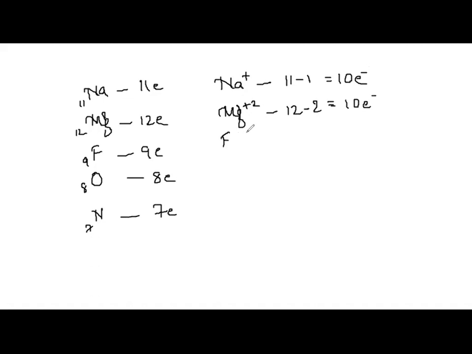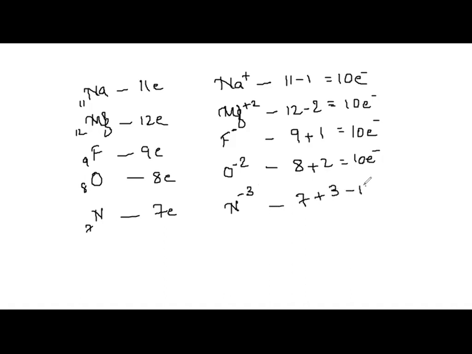F minus, if I consider: fluorine has 9 electrons. Minus means gain of 1 electron, so there will be 10 electrons. O2 minus, if I consider: oxygen has 8 electrons, minus 2 means plus 2, so again 10 electrons. Nitrogen minus 3, if I write: 7 electrons, and minus 3 means gain of 3 electrons. It becomes 10 electrons.